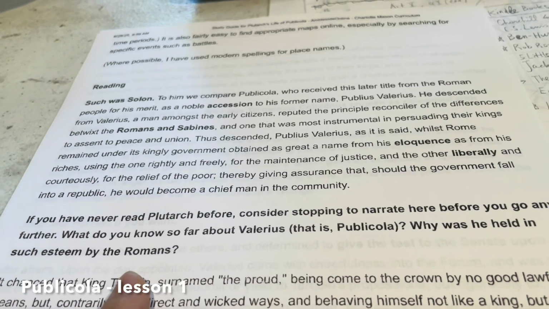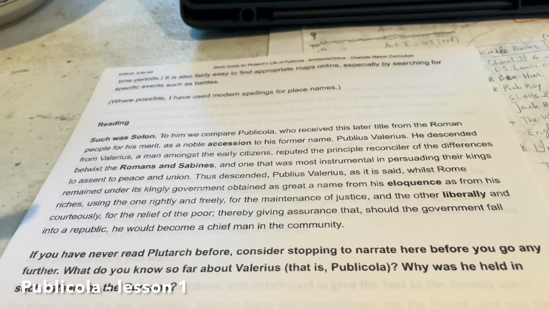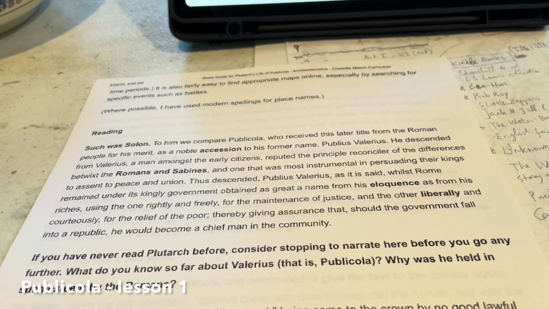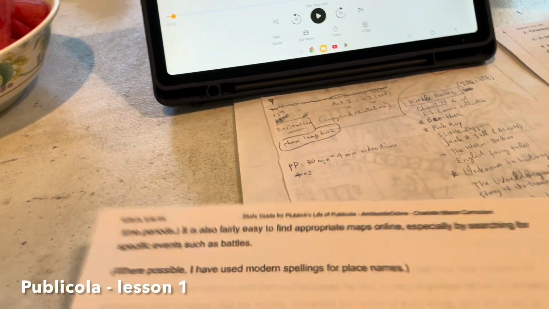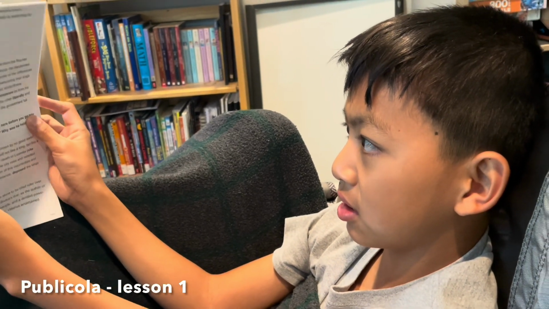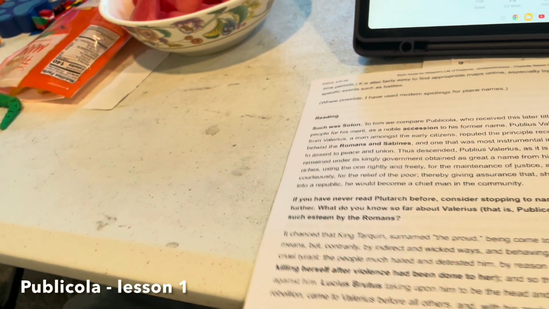Okay, it says if we never read Plutarch before, we can stop for narration. The language is difficult at the beginning. Can anyone say anything? Did we learn anything about Publicola now? His old name was Publius Valerius, and his father did something about the Romans and Sabines or something like that. Yeah, they had a war, right? Yeah, we saw in the context. I think he stopped the war or something. Yeah, he played a role in the war. I think that's all I know. Elijah, anything to add? No, okay.